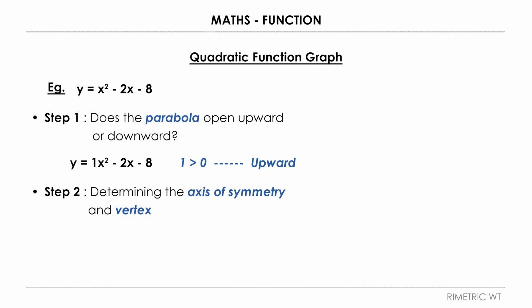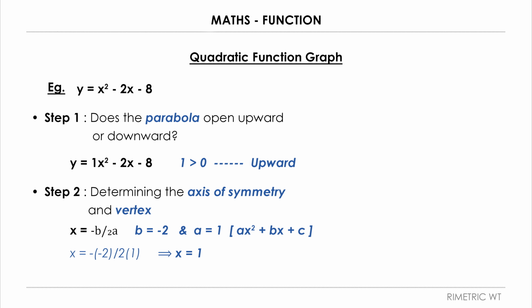To find the axis of symmetry, we first calculate x equals minus b over 2a. This value gives us the axis of symmetry. Once we have it, we substitute it into the quadratic function to find the corresponding y value, which gives us the vertex. In our example, b equals negative 2 and a equals 1, since a quadratic function's standard expression is y equals ax squared plus bx plus c.